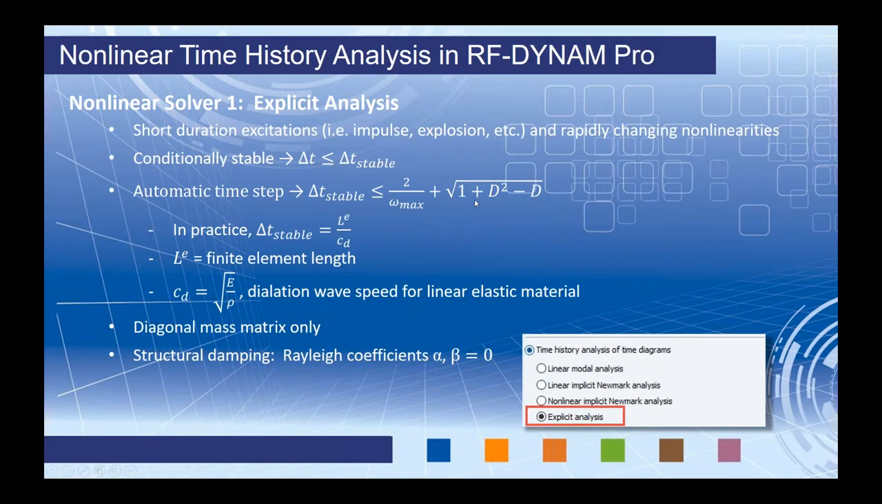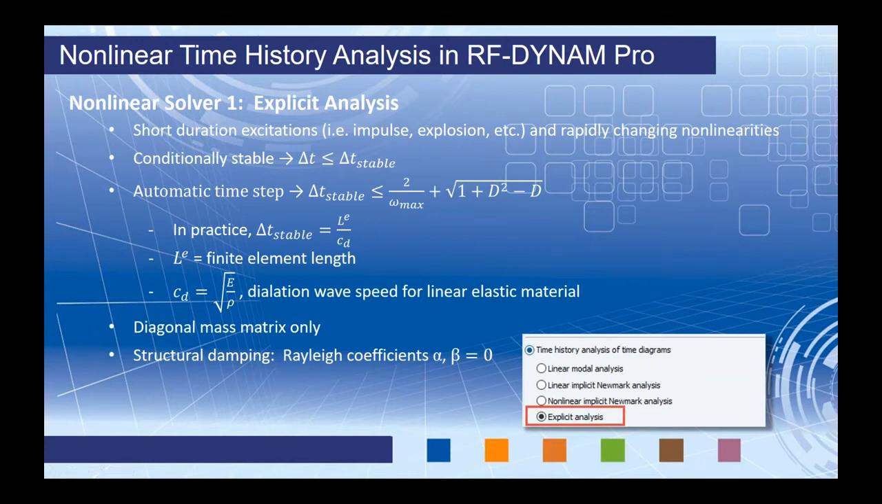Now, remember that I said with either one of these solvers, you do not need a natural vibration case. So without the natural vibration analysis, how do we determine what omega max is? Well, we don't. In practice, delta t stable will be utilized as this equation here, LE over C sub D, where LE is our finite element length, C sub D is the square root of Young's modulus over the density, or the dilation wave speed for linear elastic material. So this is how we estimate what delta t stable will be without the natural vibration analysis.